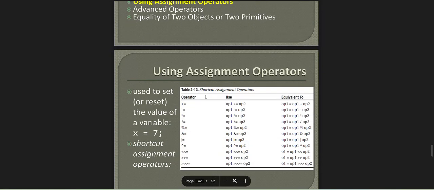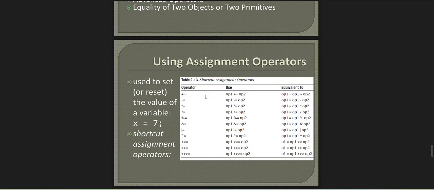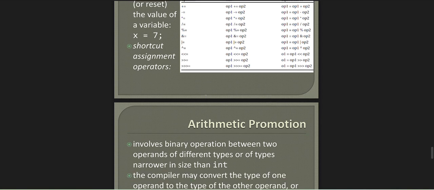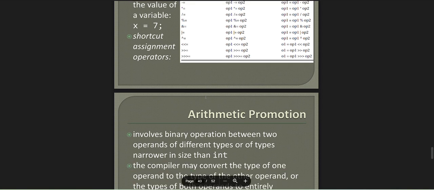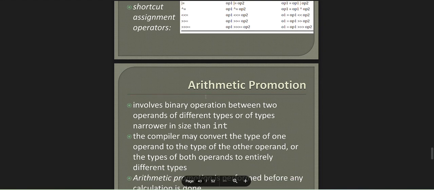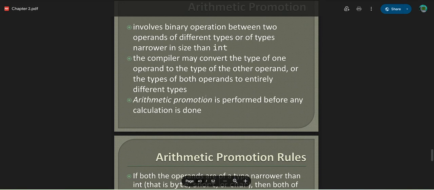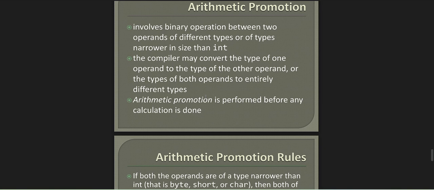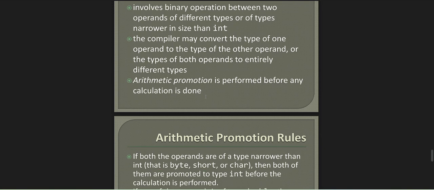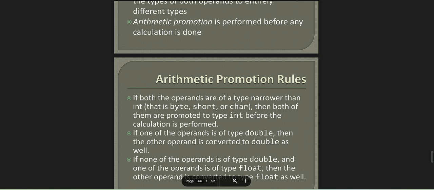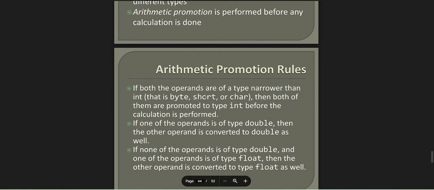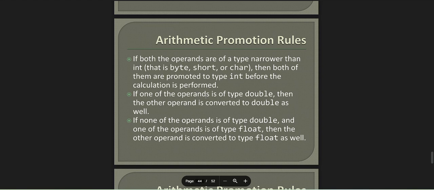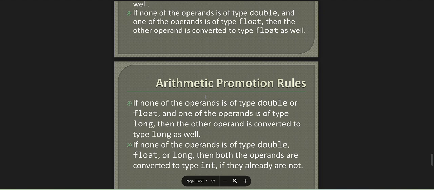Using the assignment operator to set the value of a variable, x equals 7. Shortcut assignment operators. Arithmetic promotion involves a binary operation between two operands of different types, narrower than the size int. The compiler may convert the type of one operand to the type of another operand, or the types of both operands to an entirely different type. Arithmetic promotion is performed before any calculation is done. If one operand is a double, then the other operand is converted into a double. If one operand is a double and the other is a float, then the other operand is converted into the float type. Arithmetic promotion rule.